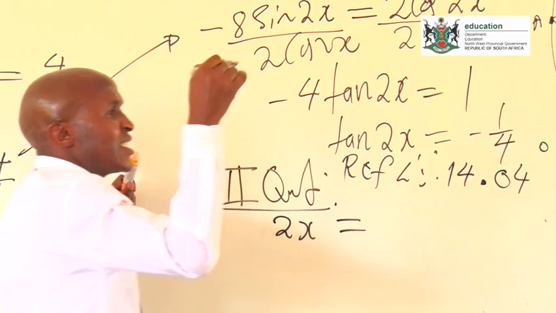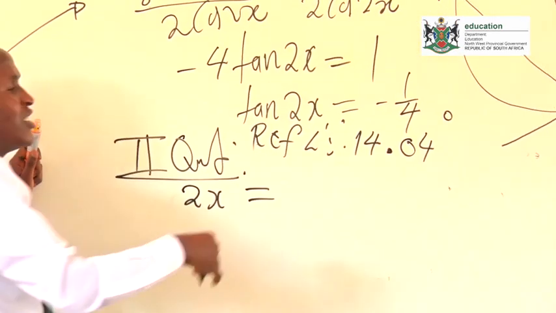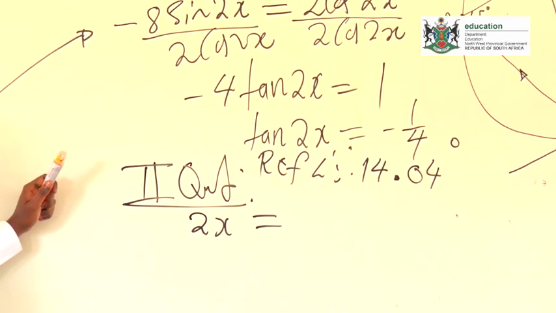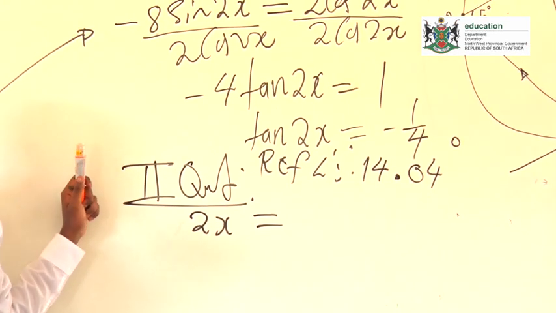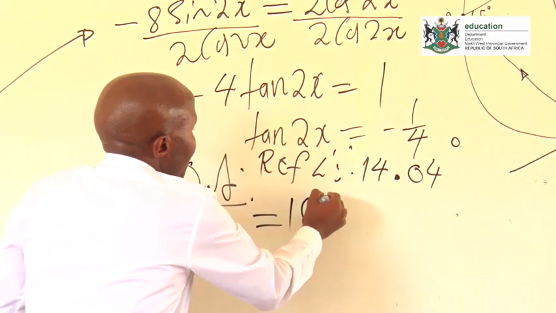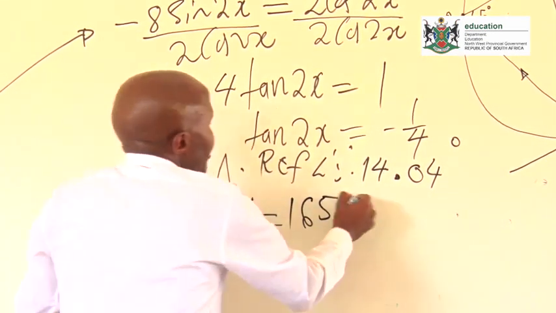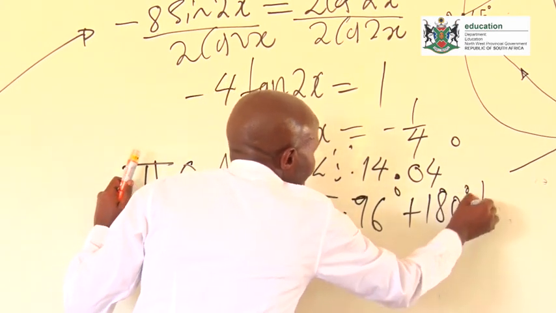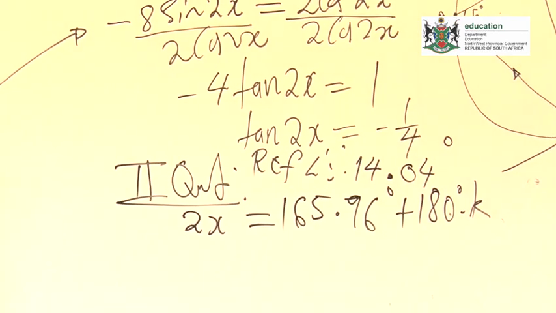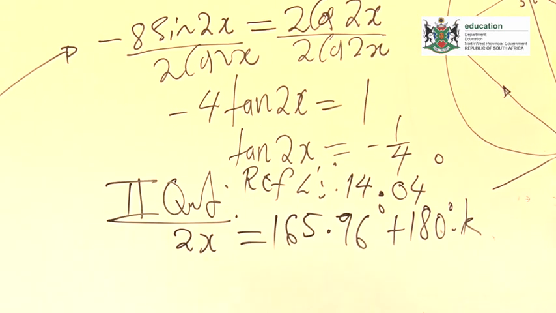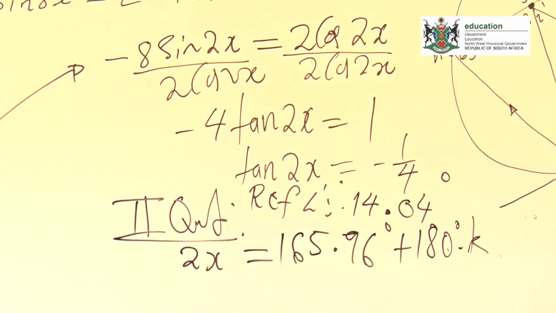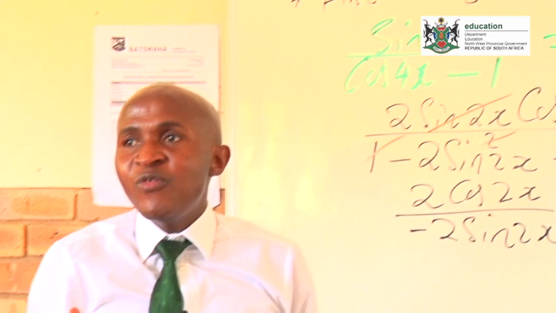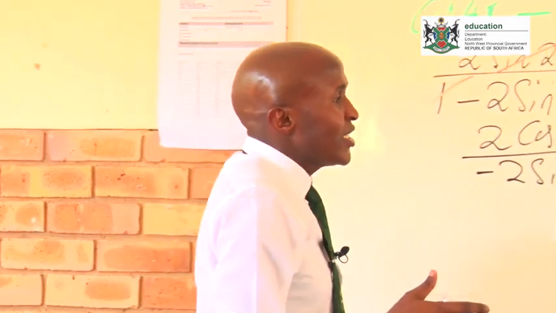I'm going to say 2x equal to. In the second quadrant, 180 minus the reference angle. It's going to be 165.96 degrees plus 180. The period of tan is 180. If you put 360, unfortunately, you are going to lose marks. Why are we saying 180? The period of tan is 180.